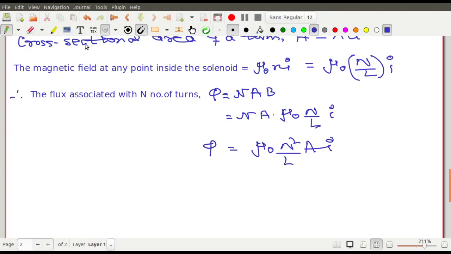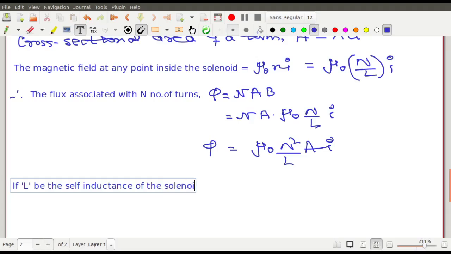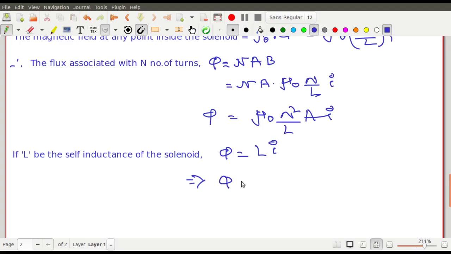Now if capital L be the self inductance of the solenoid, then what would the flux be? You know the expression flux phi equals L I from our last theoretical discussion. From there you know that the flux is given by L I. So comparing the last two equations, the expression of L is mu 0 n square capital A by L.